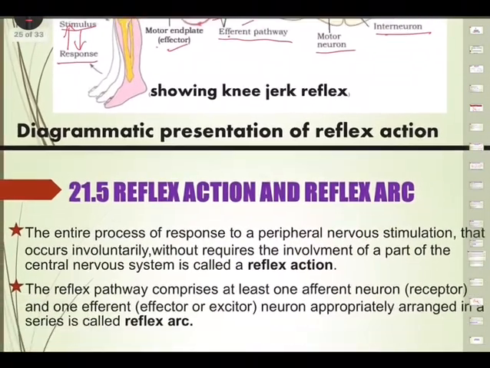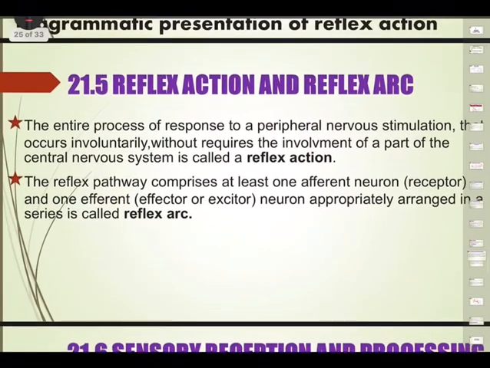Periphery means outside. So, small notes on this. You got the entire process of response to a peripheral nervous stimulation that occurs involuntarily. This is most important: without requiring the involvement of a part of the central nervous system, it is reflex action. The reflex pathway comprises at least one afferent neuron and one efferent neuron, appropriately arranged in a series, called the reflex arc. And what about the peripheral nerves? The nerves running outside the brain and the spinal cord constitute the peripheral nervous system.